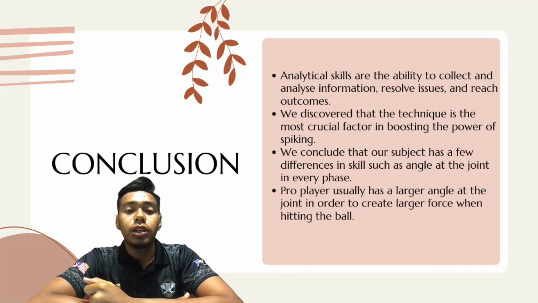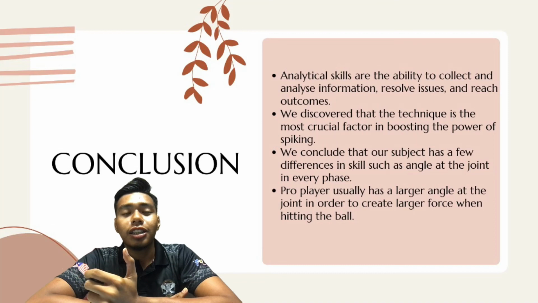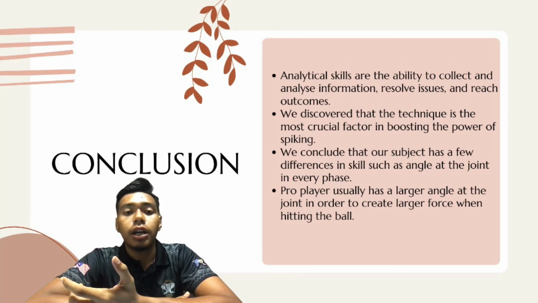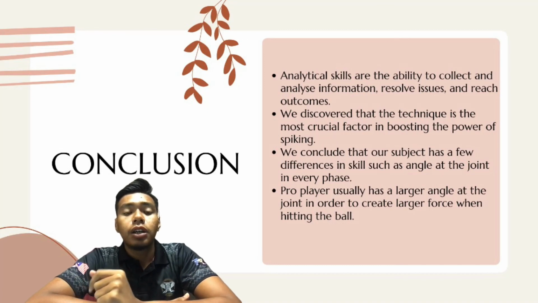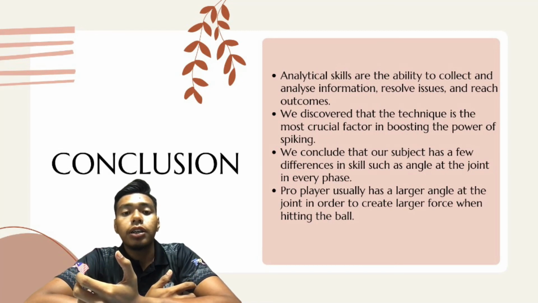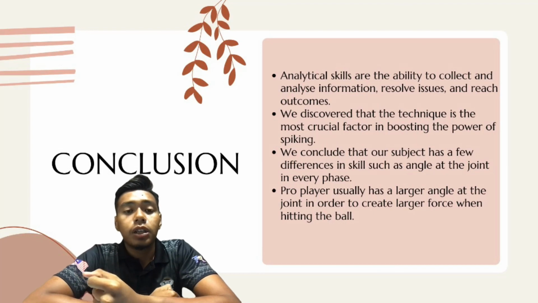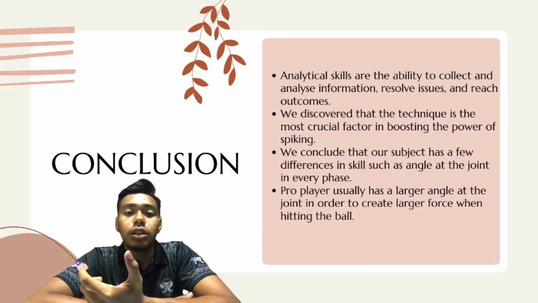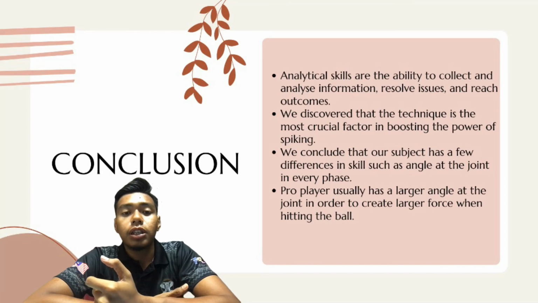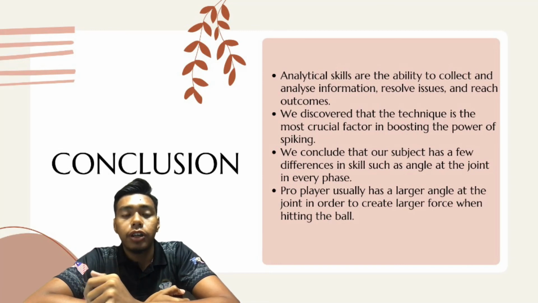Okay, now we move to the conclusion. The ability to gather and analyze data, solve issues, and come to conclusions is known as analytical skill. We found that technique played the biggest role in increasing the effectiveness of spiking. And then we come to the conclusion that there are a few skill differences in our subjects, like the angle at the joint in each phase.